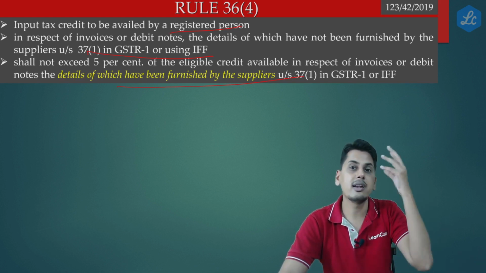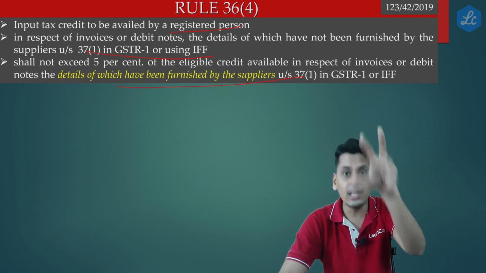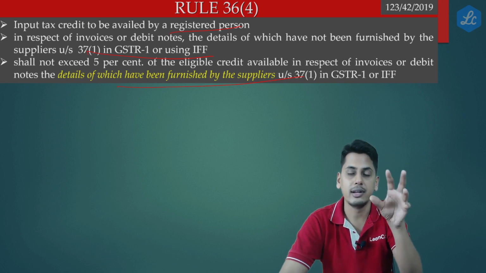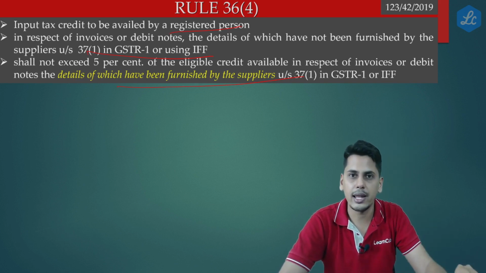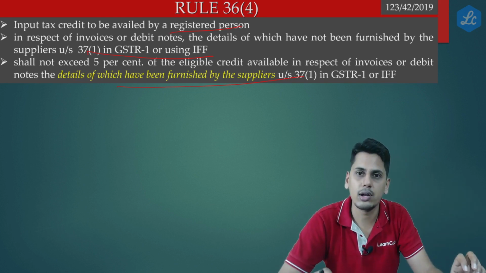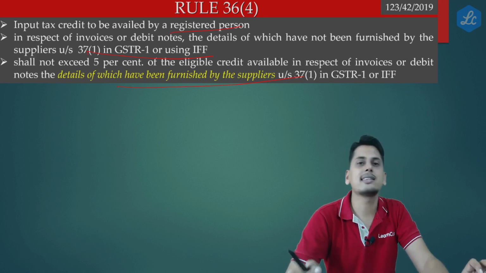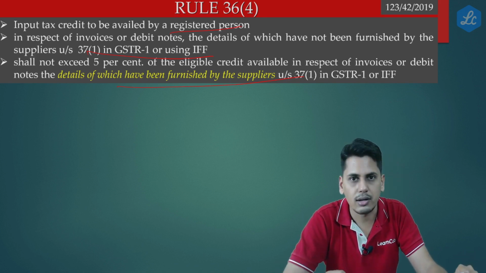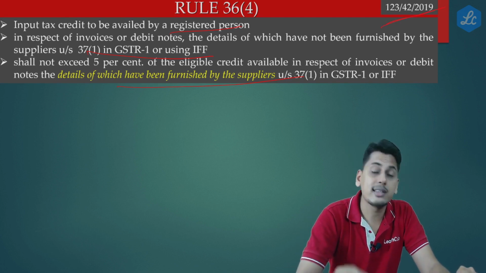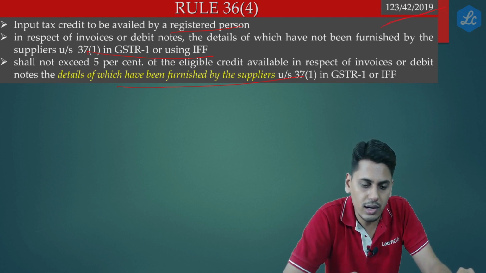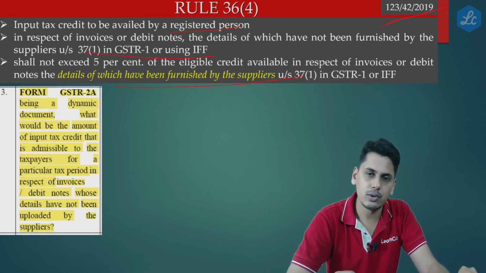Those invoices furnished after the due date, will they go into the bucket of details furnished by the suppliers, or will they go into the bucket of details not furnished by the suppliers? 36 sub rule 4 is silent on it. So let's see what the circular has to say. Circular number 123, this question was raised.